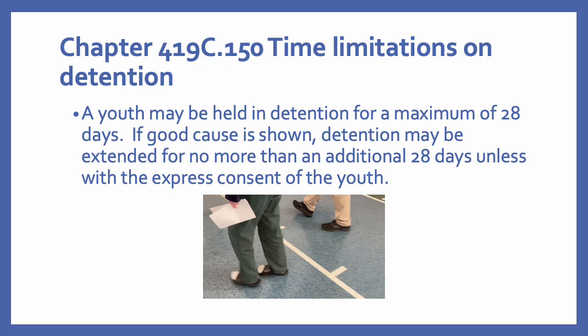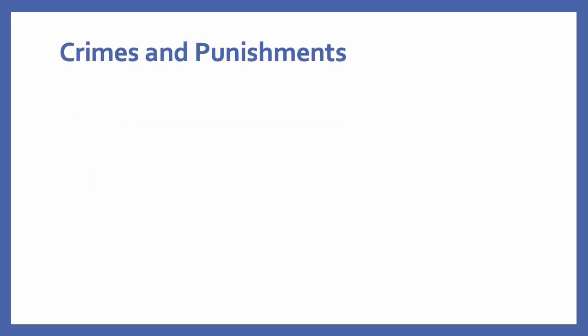And if proof of the act is evident or the presumption is strong that the youth committed the act, the juvenile court may conduct such a hearing as the court considers necessary to determine whether the proof is evident or the presumption is strong. Crimes and punishments.